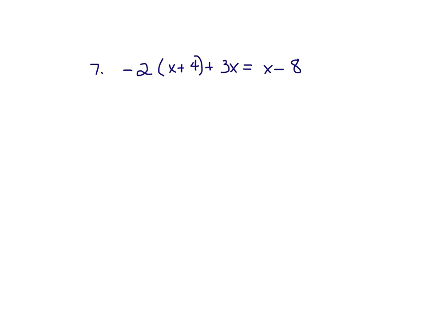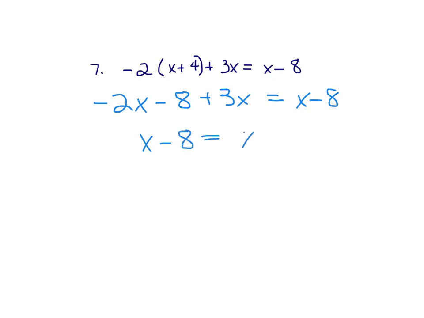It's pretty simple. All we need to do is distribute and then begin combining our like terms. So I need to distribute the -2 to both of the terms in the parentheses. And I'll rewrite. I'm going to group my like terms on that left side. So -2x plus 3x will give me x minus 8.